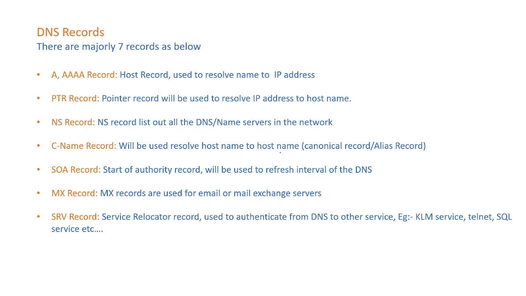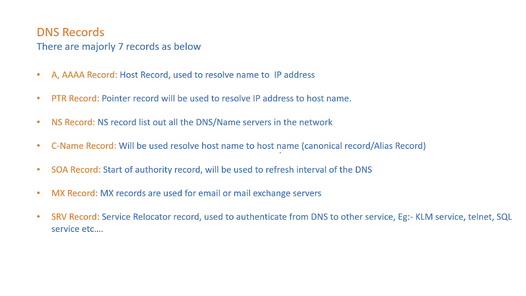SOA I just explained, the start of authority, the DNS refresh interval, how frequently the DNS server should be talking. By default it is 15 minutes. And then MX record, it is mail exchange record. If you have exchange servers, mail servers in your office, each and every server will have a mail exchange record or MX record. And the last one is SRV record. SRV, you take a photo of it. SRV record means service locator record.